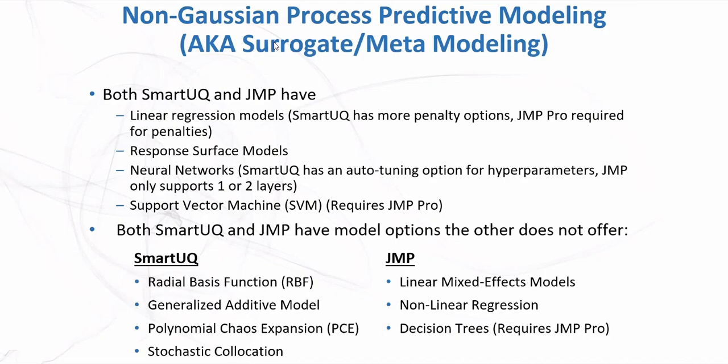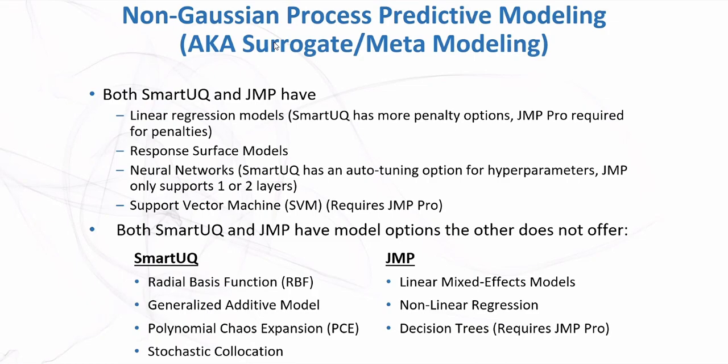So on this slide here, we'll talk more about the non-Gaussian process-based modeling options that are available in both JMP and SmartUQ. So both JMP and SmartUQ have a number of options that are in common. So they both have linear regression models, response surface models, neural networks, support vector machines, although that's only in JMP Pro. And then both SmartUQ and JMP do have a couple model types that the other does not have.